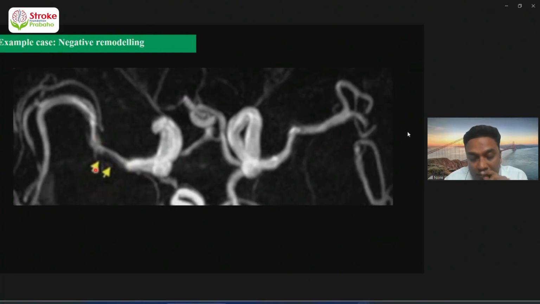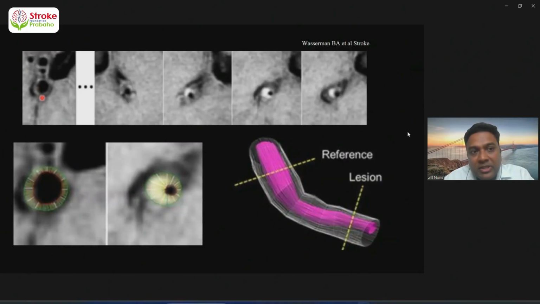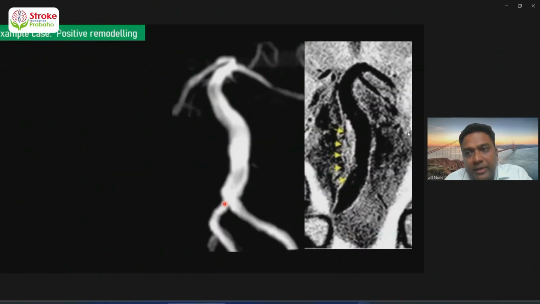So let's look at a negatively remodeled artery. This is the M1 stenosis here. Now, this imaging is at the reference site, and this is the lesion site. And if you clearly see here, there is eccentric thickening and grade 2 enhancement. So we know it's a plaque which is sitting there. But now look at this image here at the bottom. This is the reference site, this is the lesion site. The outer diameter, which is represented by the green here, is definitely reduced, and the lumen is also narrowed down. So this goes for a negatively remodeled plaque.